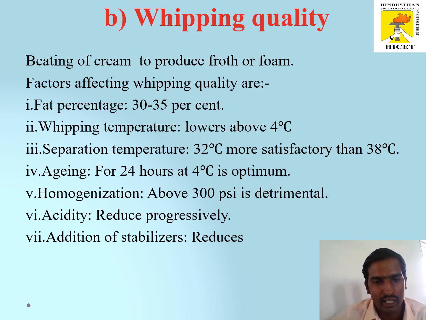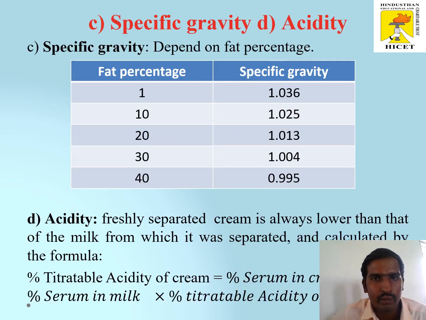And acidity, which reduces progressively. And the addition of stabilizers reduces the whipping of the cream. Specific gravity: whenever the fat percentage increases, the specific gravity of the cream decreases. When the fat percentage is 1, the specific gravity is 1.036, and as the fat percentage increases to 10, 20, 30 and 40, you can see the differences in the specific gravity, and it reduces.